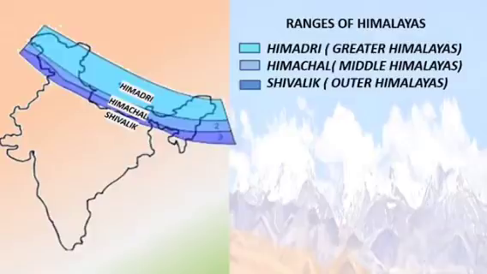Among these 3, Himadri ranges are the highest mountain ranges. Himadri ranges are covered with snow throughout the year. There are several highest peaks in the Himadri range. Children, what do you mean by peak? You have already learned this in the last class, correct? Yes, the tip of the mountain is called peak. There are several highest peaks in this Himadri range or Greater Himalayas. Let us understand some of the highest peaks now.